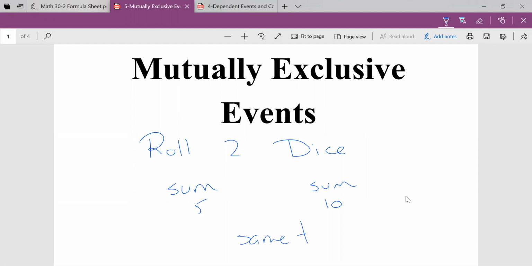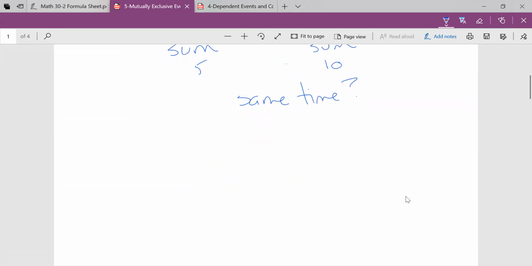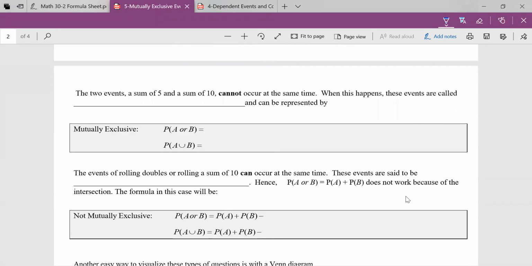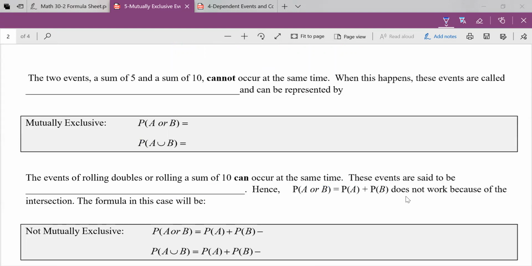Well, the answer is no. You're like, come on, man. I'm either getting a sum of 5 or a sum of 10. I can't get both, right? So what does that mean? These things can't happen at the same time. This is known as mutually exclusive. If two events cannot occur at the same time, like getting a sum of 5 or a sum of 10, we call these things mutually exclusive.